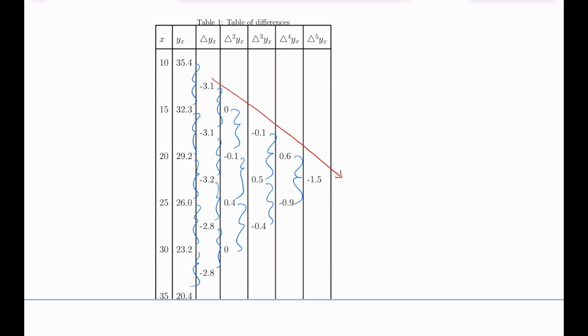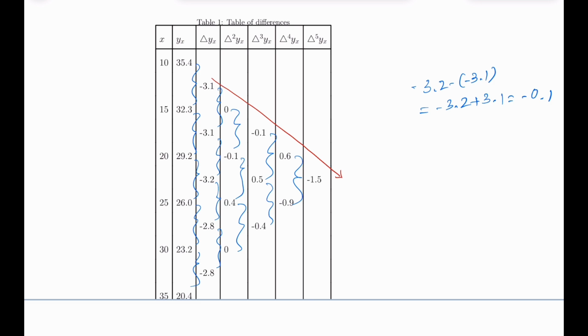Now calculate the second order forward difference. What to do? Take the difference of these two. The difference of these two is 0, because these two are equal. The difference of these two is minus 3.2 minus 3.1. So see here, minus 3.2 plus 3.1. This is minus 0.1. This is what we have written here.